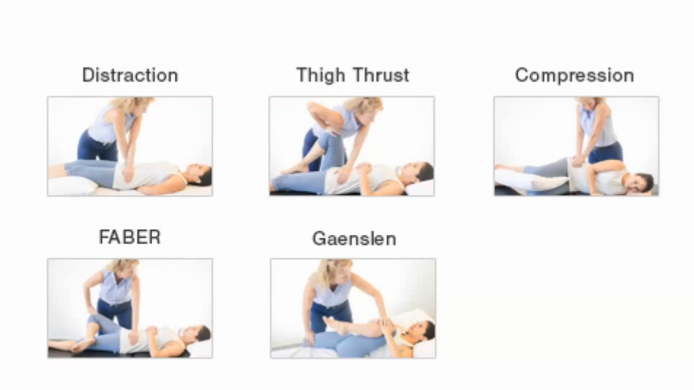Compression test: the patient is made to lie in lateral decubitus position with the affected side upwards, and a downward force is applied on the iliac crest. It has a sensitivity of 62% and specificity of 69%. Gaenslen's test has the lowest specificity. The patient is positioned supine with the affected limb resting hanging down off the bed, and the sound side should be flexed.